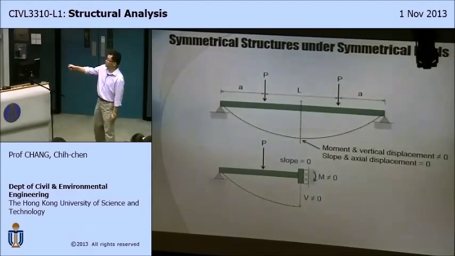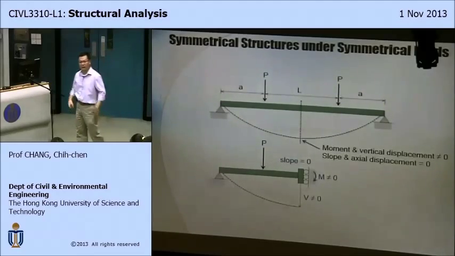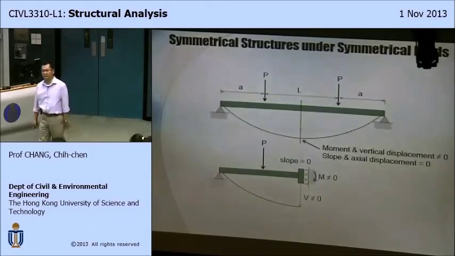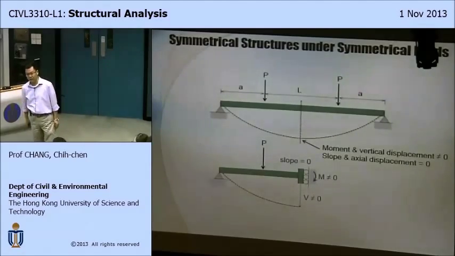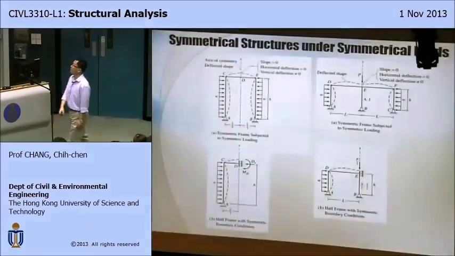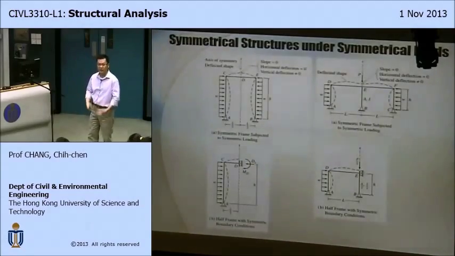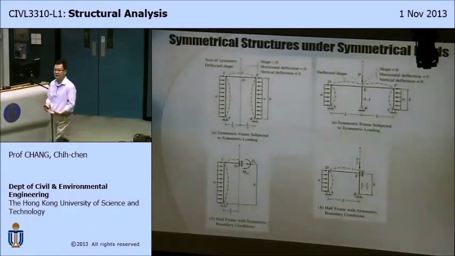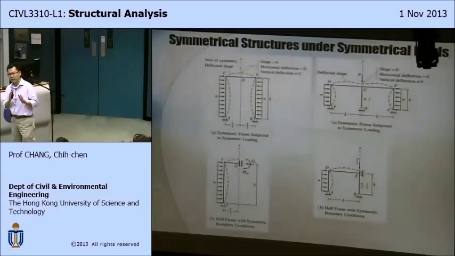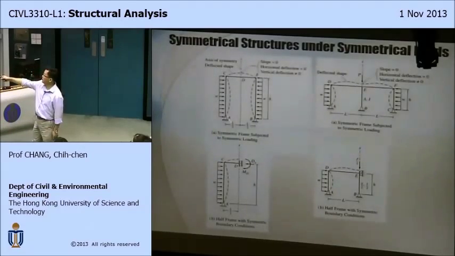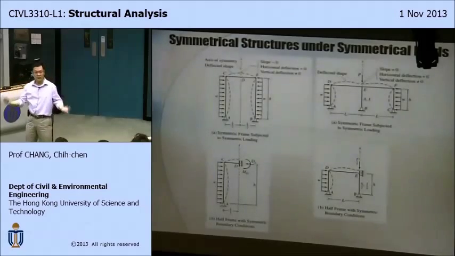Of course, for a simple structure like this, you don't bother. You don't need to do that. This is too simple. Now, the thing is, when you get to complicated structures, you can utilize the same concept and try to cut down your analysis by half. So, for instance, I have a frame structure, hinge and hinge there. Everything is the same, left and right. Loadings are symmetrical.